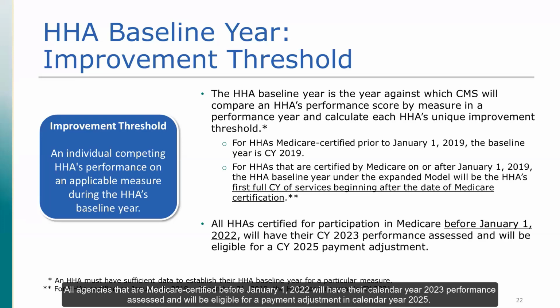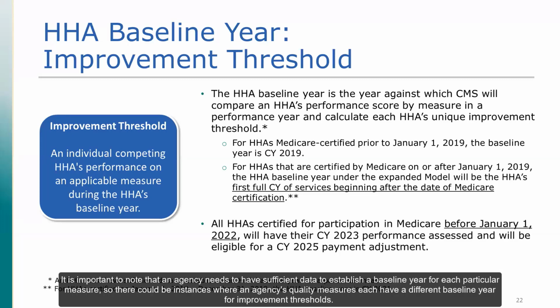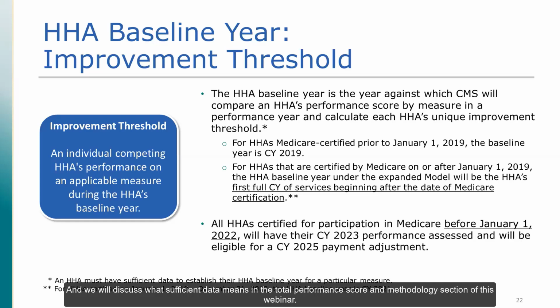All agencies that are Medicare certified before January 1st, 2022 will have their calendar year 2023 performance assessed and will be eligible for a payment adjustment in calendar year 2025. It is important to note that an agency needs to have sufficient data to establish a baseline year for each particular measure. So there could be instances where an agency's quality measures each have a different baseline year for improvement thresholds. And we will discuss what sufficient data means in the total performance scoring methodology section of this webinar.